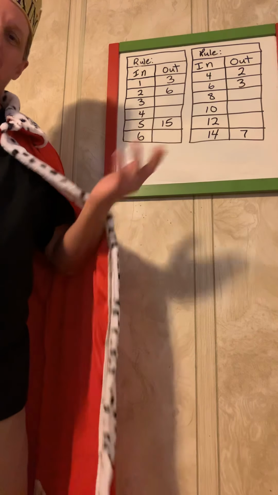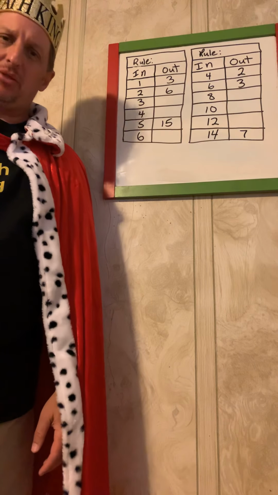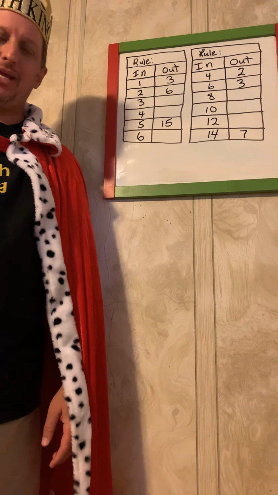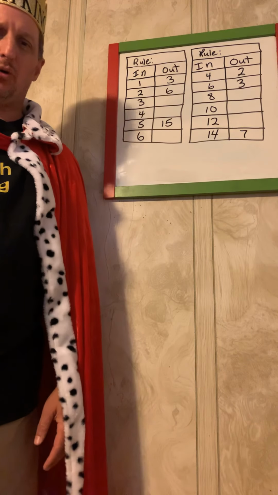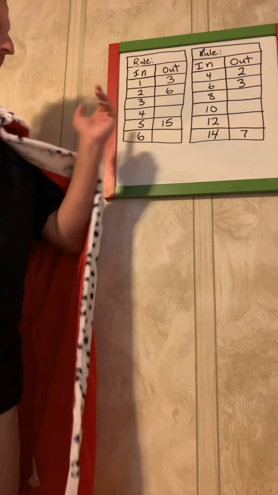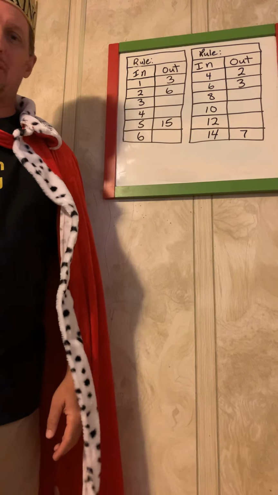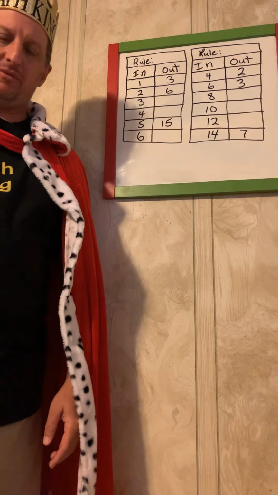Today we're going to review some in and out tables, how to find the rule that goes within each in and out table, and then how to fill in the missing numbers. We'll keep it short and simple today. Okay, I have two in and out tables that I've put up here on my board. Let's solve the first one first.